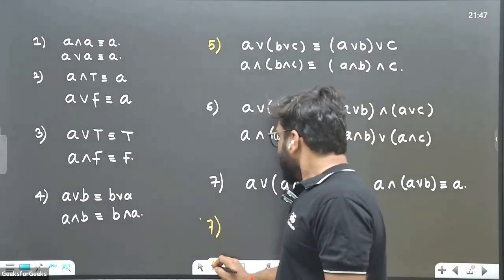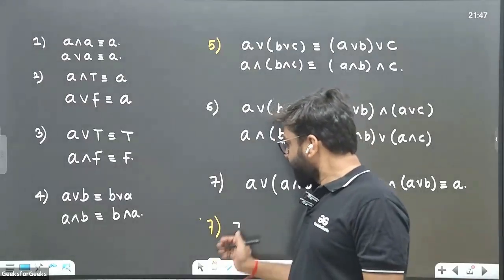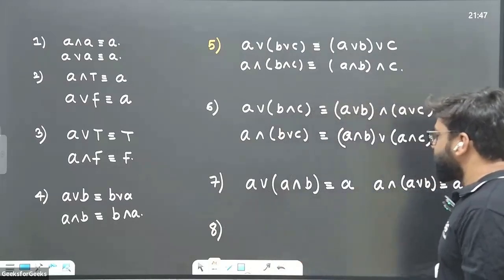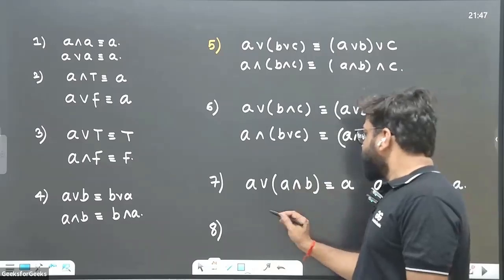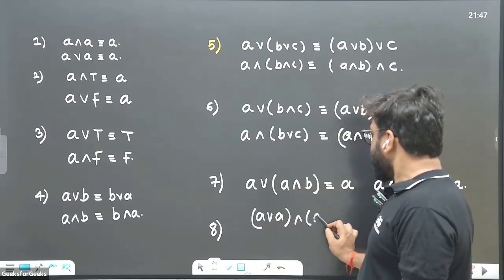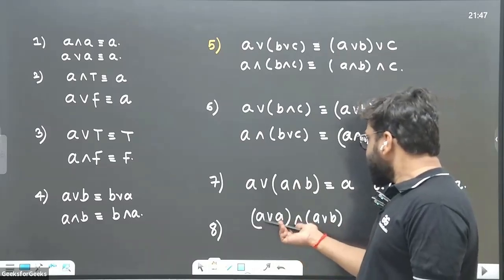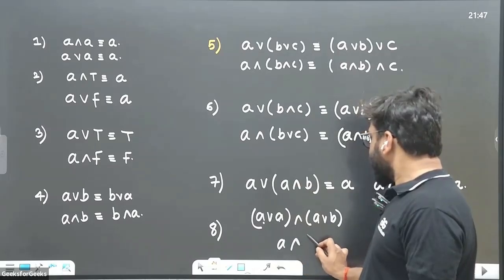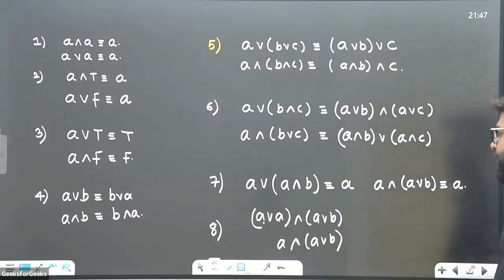Sir, can eighth be seen by the distribution also as well? You can write it as 8th, 7th as a, you can also try to find out with respect to distribution. See, suppose if you use the distribution, what you will get? A or A, and then again A or B. Again the same situation, A or A will become A, and then this will become A or B.